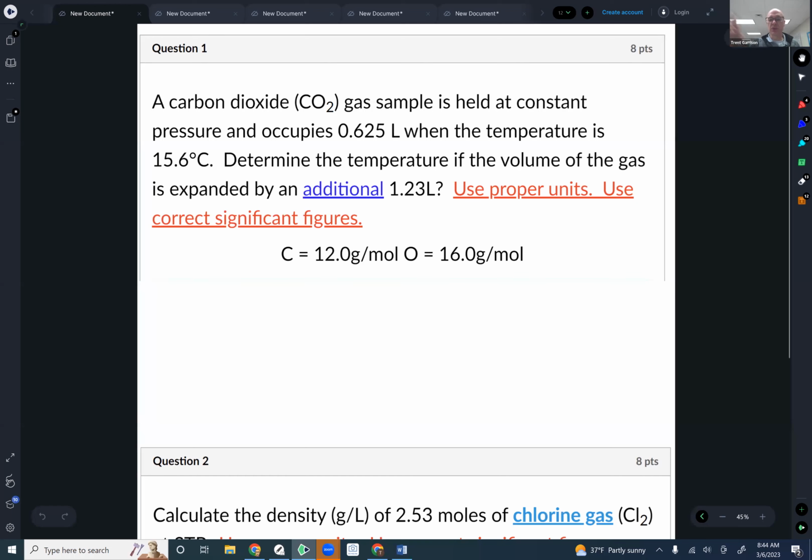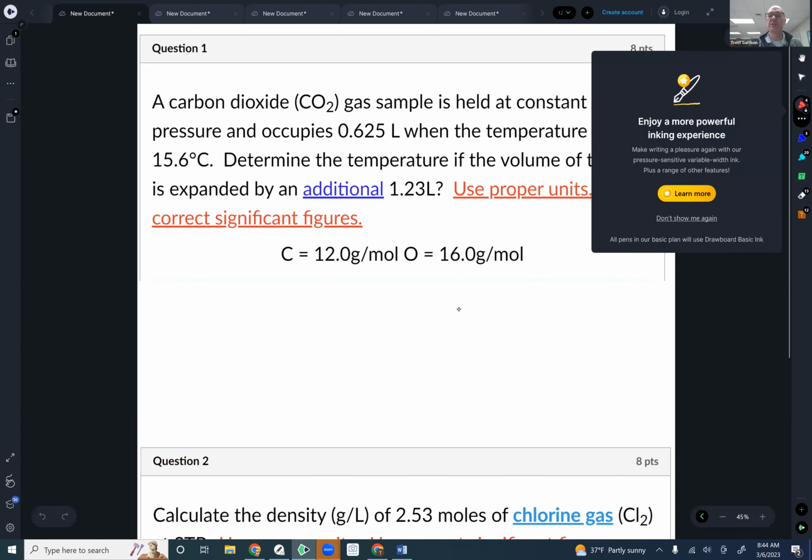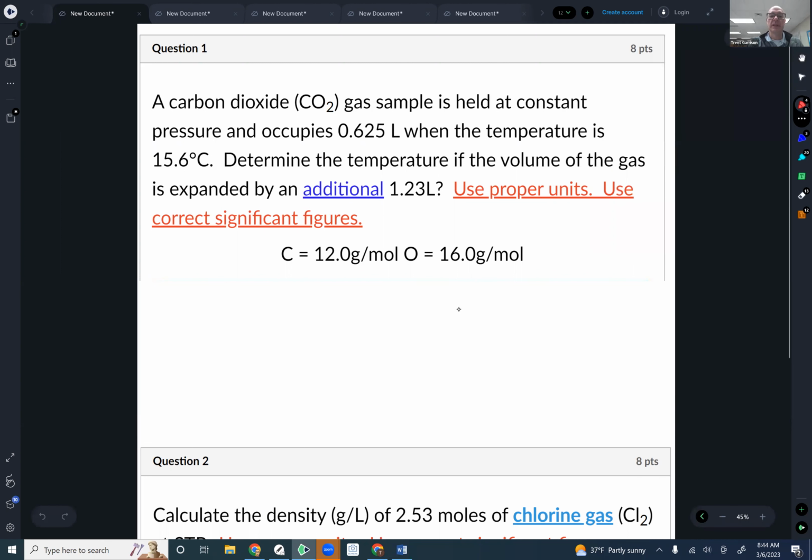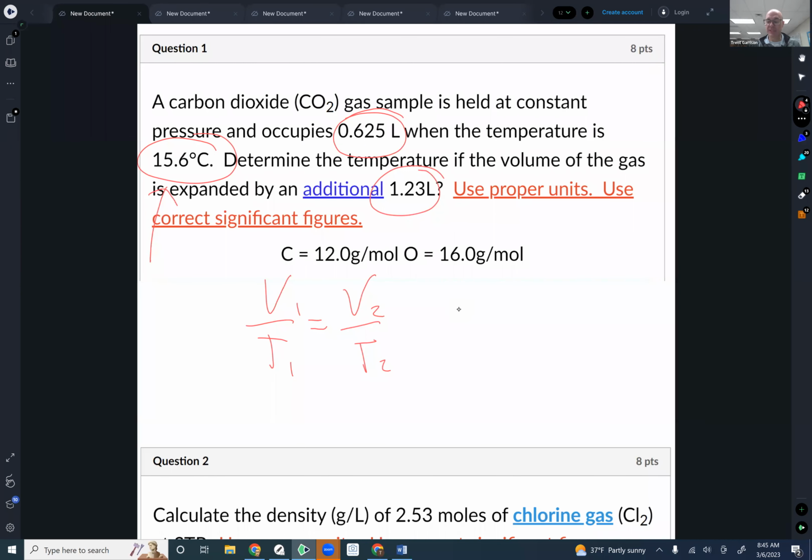Okay, here we go. So the first question, it's got liters, so that tells us it's a volume. We've got a volume, a temperature, and then another volume. So that tells me I've got volume over temperature, for ones and for twos. Here is probably where you messed up, one of two different locations. Either A, you forgot to add 273 to 15.6.